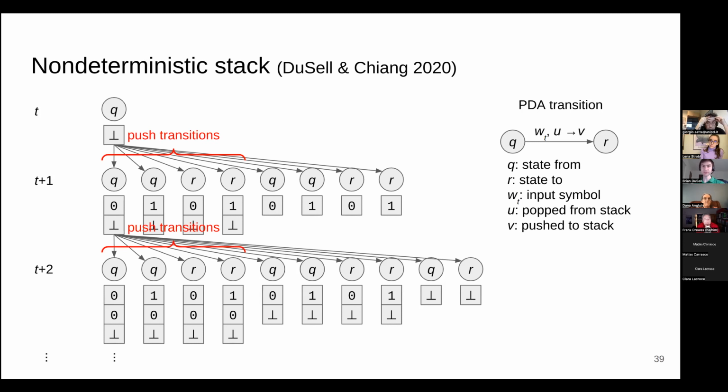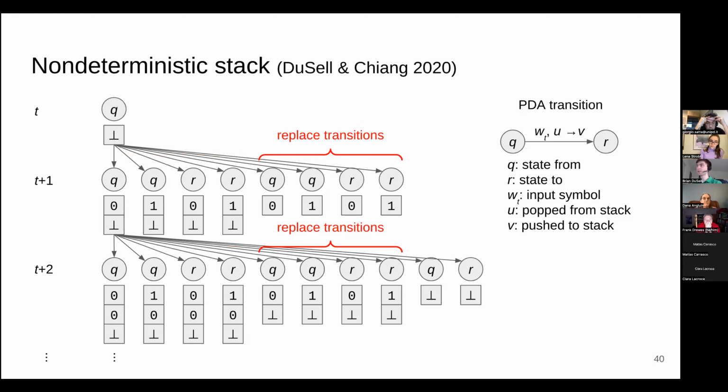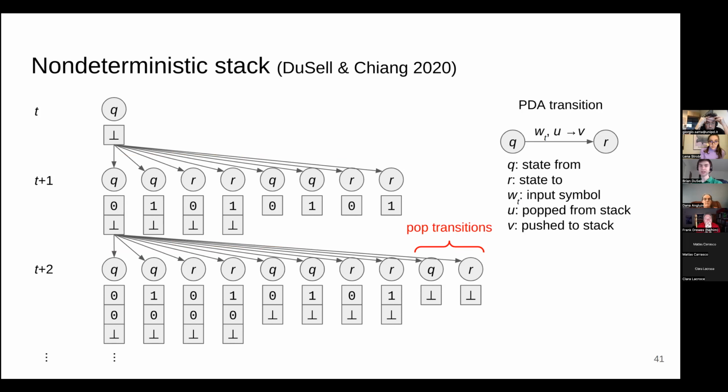So in this picture, here's where you can see applications of push transitions. And I've included multiple combinations of destination state and push symbol, which is why there are multiple descendants for push transitions. Here are the replace transitions, which just replace whatever's on top of the stack. And here are some pop transitions.